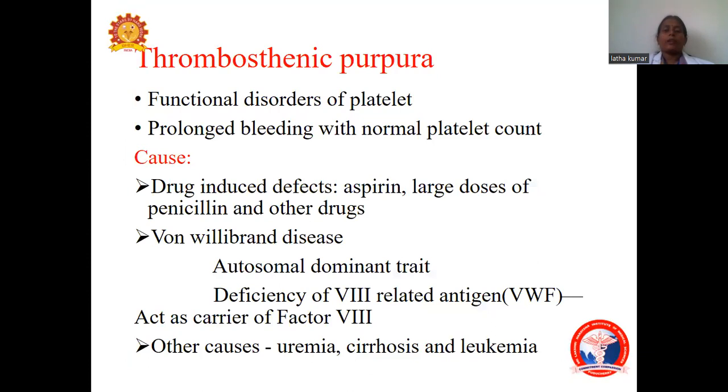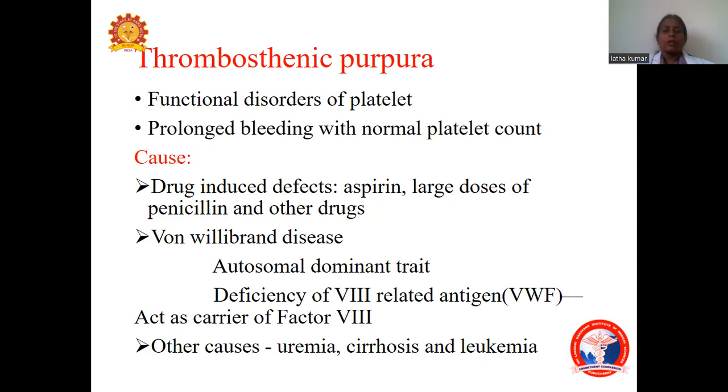Thrombocytopenic purpura means that when the platelet count decreases, we can see purplish petechial hemorrhages. In this thrombasthenic type of purpura, the platelet count is normal, but the functional platelet number is decreased. The function of the platelets is decreased, so it is a functional disorder of platelets. It is characterized by prolonged bleeding with a normal platelet count.